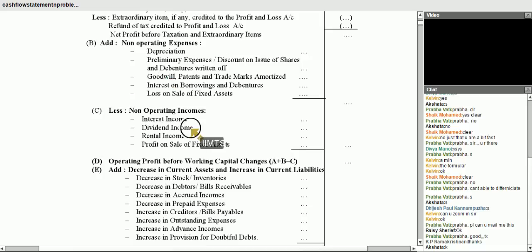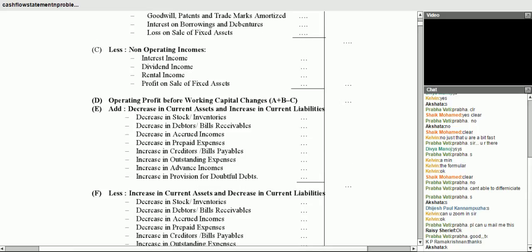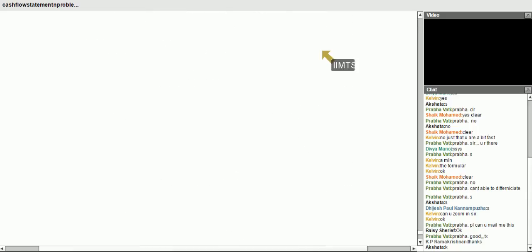Similarly, like these things, non-operating expenses, these things come, right, which we can add. So this is the format. Now let's proceed and take a few questions.